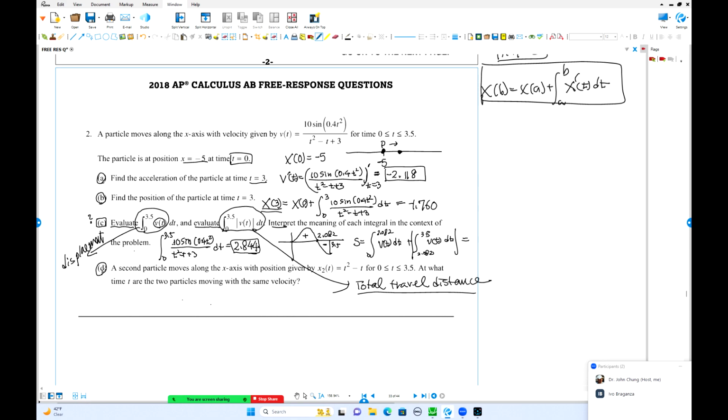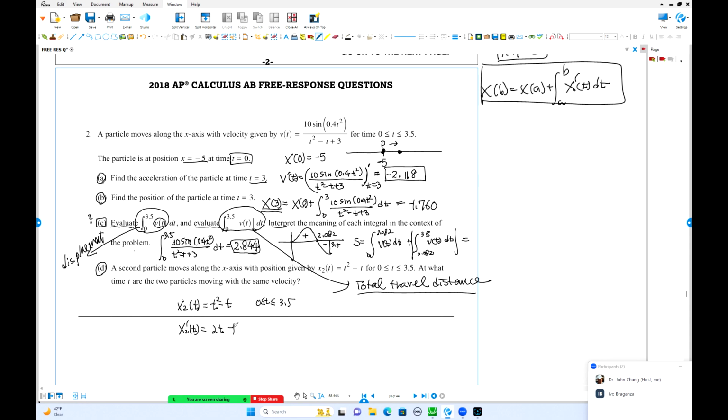A second particle moves along the x-axis with position given by x2(t). This is x1, right? First, okay? Second, x2 is what the position is given by the equation here: t squared minus t, with the same time interval, 3.5. At what time t are two particles moving with the same velocity? Okay, we're gonna find the same velocity, right? Now take a derivative over here, right? x2 prime t, that's the velocity of particle 2, right? So 2t minus 1. Are you okay with this?